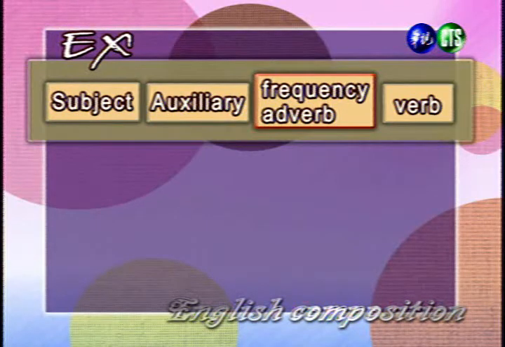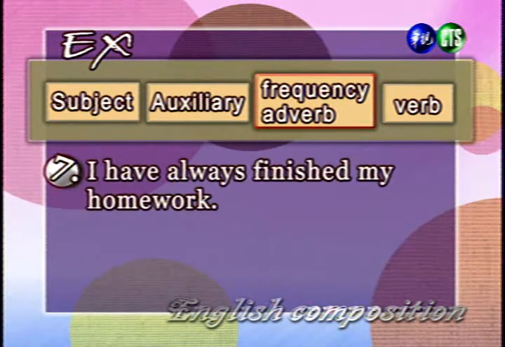All right, let's go on and talk about what happens if we have an auxiliary verb that goes with the main verb. So if you have an auxiliary verb that goes with the main verb, then the frequency adverb will occur between the two verbs or after the first auxiliary verb.